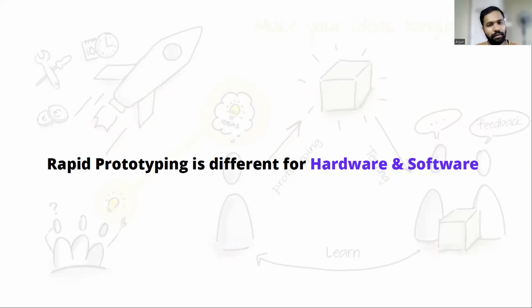So as an engineer, we need to know both of these things. Especially as an electrical and electronic engineer, we need to know how to build hardware. We also need to know how to build software. So we need to know how to develop a mobile application, a web application or a website, and we also need to know how to develop a hardware prototype and how to code it intelligently so that it becomes smart enough to do the task. So prototyping is different for hardware and software.